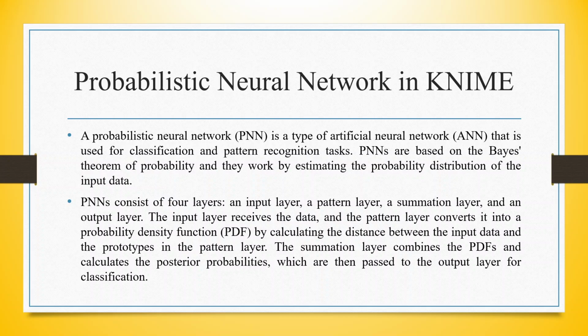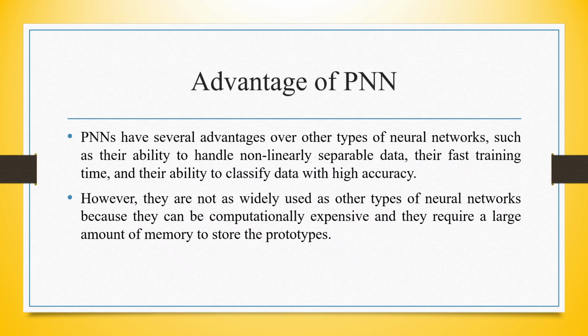The input layer receives the data and the pattern layer converts it into the probability density function by calculating the distance between the input data and the prototypes in the pattern layer. The summation layer combines the PDFs and calculates the posterior probabilities, which are then passed to the output layer for the classification purpose. PNNs have several advantages over other types of neural networks, such as their ability to handle non-linearly separable data, their fast training time, and their ability to classify the data with very high accuracy.